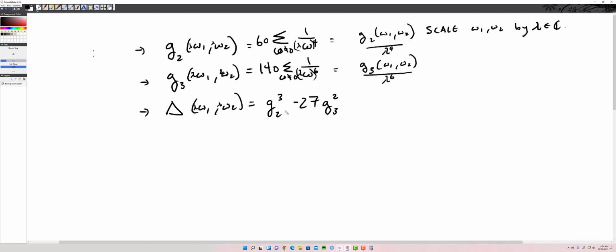What's this one going to do? Well, it's going to give me from G2 a factor of lambda to the fourth, but then I have to cube that. So it's going to give me a factor of lambda to the 12th in the denominator here. Similarly, factor of lambda to the 6th, I square that, that's lambda to the 12th in the denominator. So I'm going to get delta of the same lattice divided by lambda to the 12th.